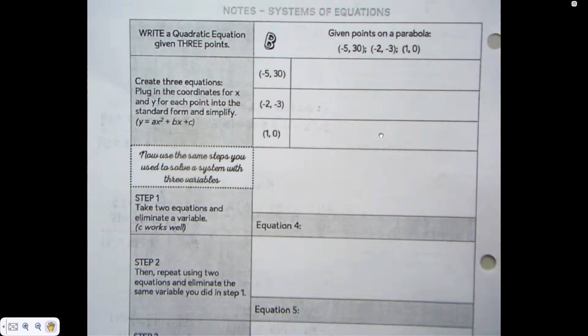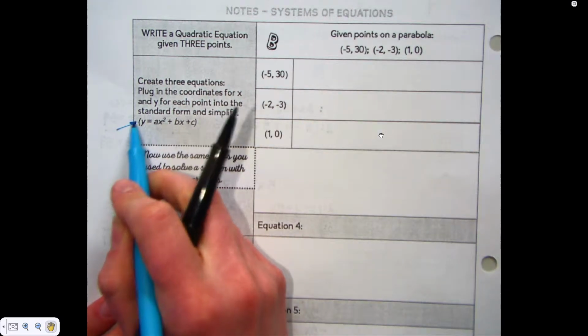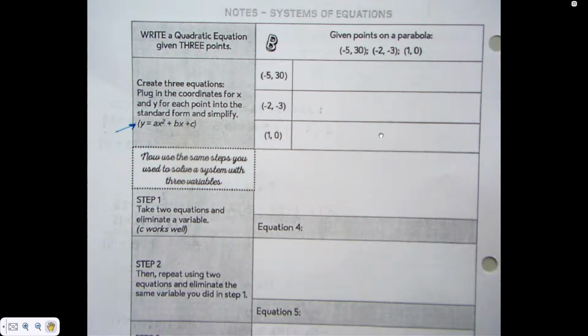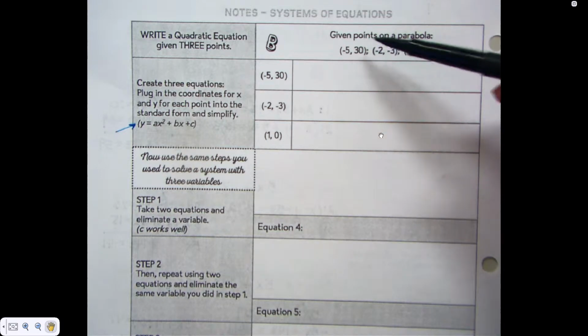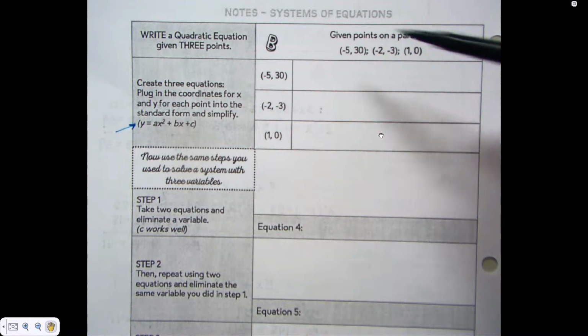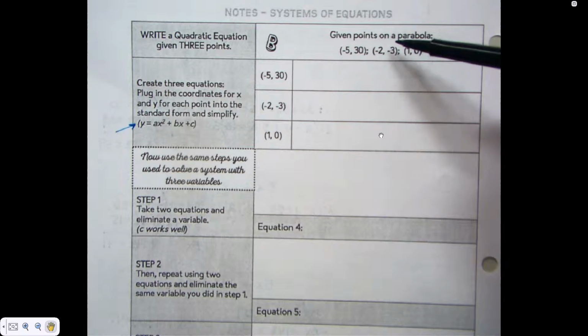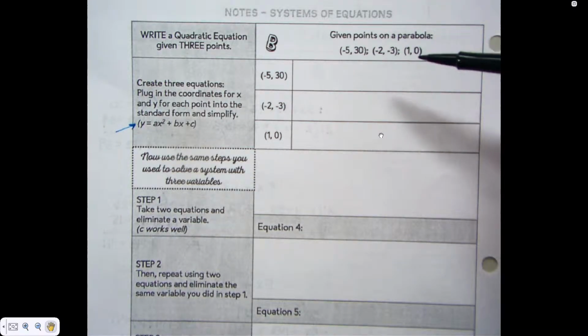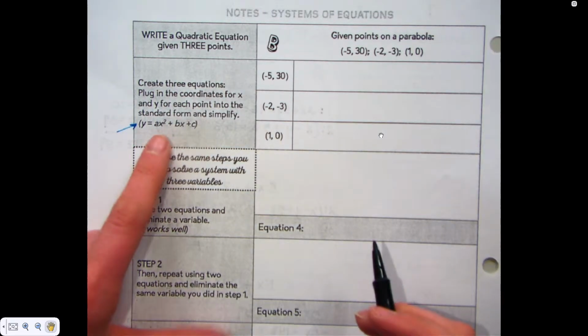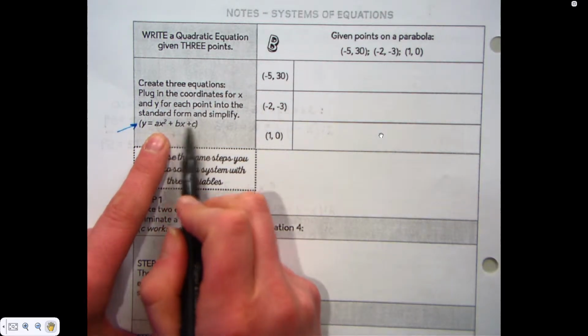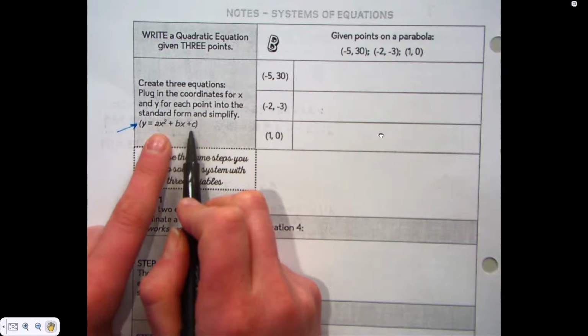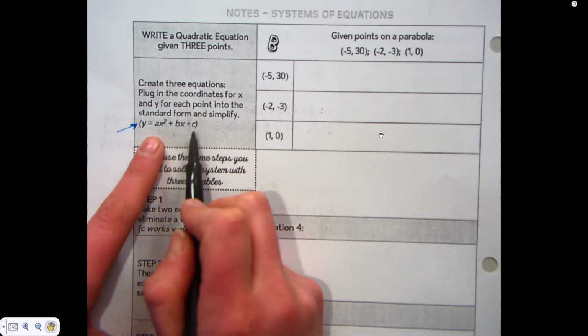And the hardest part, I guess, at the beginning is recognizing how you're going to set that up. The key is right here. Create 3 equations by plugging in your coordinates x and y to your standard form of your equation. If all 3 of these coordinates live on the same parabola, then when I plug in -5 and 30, or -2 and -3, or 1 and 0, I should be making true statements. So we're going to go ahead and plug it into this form where my a and my b and my c, those real number values, are still going to be variable.